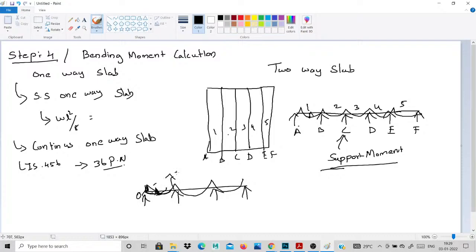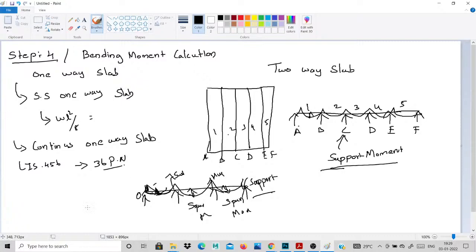This support has some moments, right? Then the center portion has the span moment. Then support moments are there. This is the support moment. This is the span moment. First of all, you identify what is meant by span moment and what is meant by support moment. Now it's clear which portion is a span moment and which portion is a support moment. Next, how to calculate the bending moment formulas.